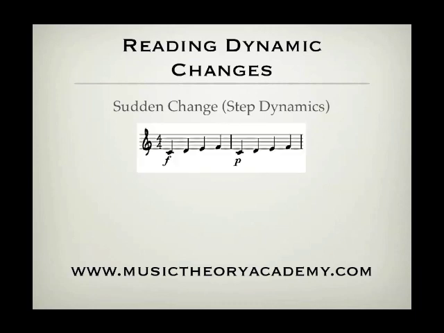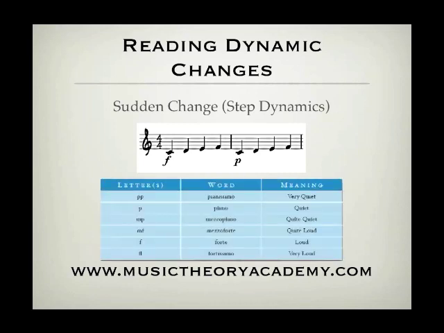Here's a piece of music and at the start I've got a little F underneath this bar of music, and if we think back to the first video, that means forte, so it's telling me that I need to play these four notes loudly. But then when I move on to this next bar, there's a little P, which is short for piano, which is telling me that I need to play it quietly. So as I get to the end of this bar, I need to suddenly change the volume at which I'm playing and start to play quietly. It's a sudden change in dynamics, and it's often called step dynamics.